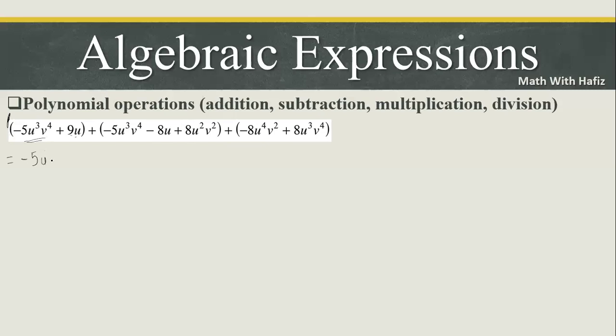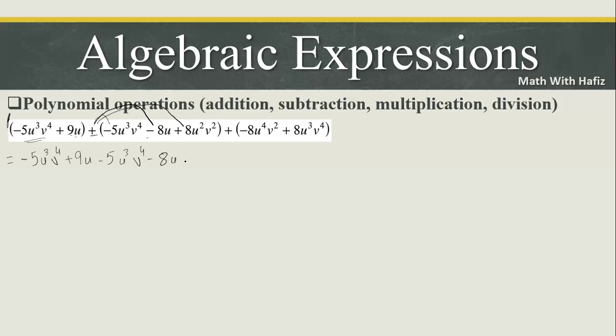U to power 3, v to power 4 plus 9u multiplied by minus. You will use distributive property here. Recall what was distributive property. Distributive property is whatever number or whatever thing you have outside of the bracket, you will distribute that thing to each number separately. See? So plus multiply by minus, it will be minus 8u.